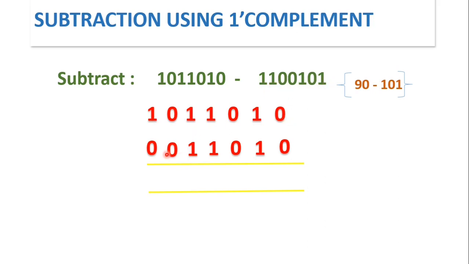So these ones would be replaced by zeros, these zeros would be replaced by 1, this one would be replaced by 0, this 0 with 1. 0 plus 0 is 0, 1 plus 1 is 10, and 1 plus 0 is 1, 1 plus 1 is 10, 1 plus 1 plus 1 is 11, 1 plus 0 is 1, and 1 plus 0 is 1. As you can see here that there is no carry that is being generated, so our answer would be negative.